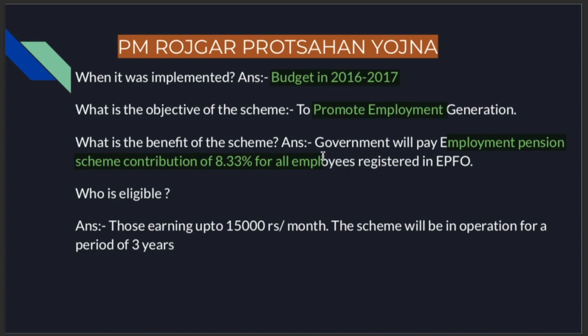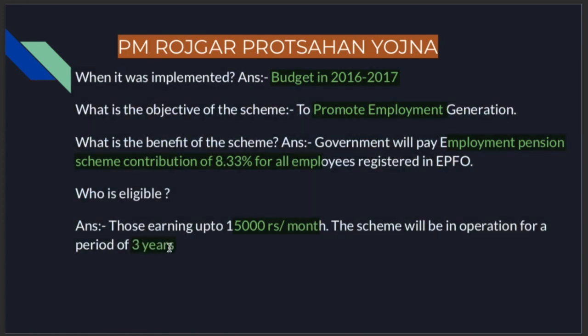It simply means that for those employees registered under the Employment Provident Fund Organization, the government is paying 8.33%. Now, can anyone registered under EPFO get the benefit of this scheme? No, only those who are earning not more than 15,000 per month. Those earning less than 15,000 rupees per month are eligible to get the benefit of Pradhan Mantri Rojgar Protsahan Yojna. And this scheme will be in operation for the period of 3 years only.